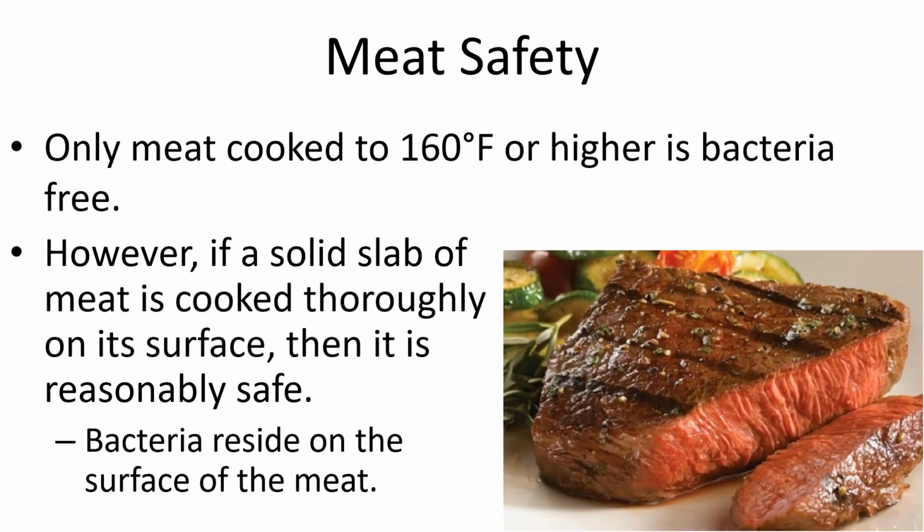To kill all the bacteria present, we need to cook meat to 160 degrees Fahrenheit or higher. Any meat cooked to an interior temperature lower than this can still leave bacteria alive on the inside. However, if we have a solid slab of meat, such as a steak, we can cook the surface to 160 degrees Fahrenheit to kill off any bacteria on the surface, while cooking the interior to a lower temperature.